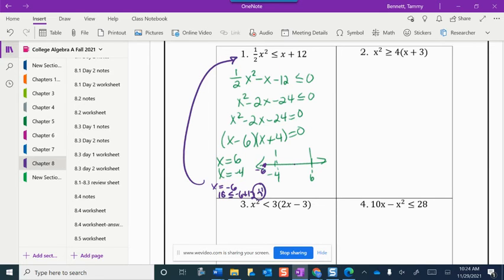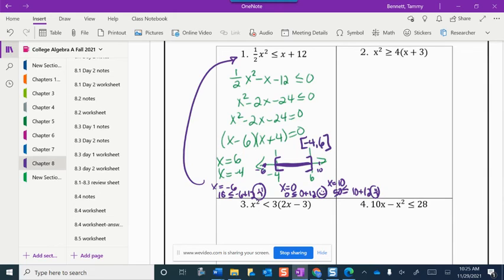So let's choose a number in the middle here. Let's say 0. So when x equals 0, I have 0 on this side, less than or equal to 0 plus 12. Is that true? 0 less than 12, yep. And then let's choose a number up here. Let's say 10. 10 squared is 100. 1/2 of 100 would be 50. So is 50 less than or equal to 10 plus 12? The answer is no. So I can see it's correct from -4 to 6. So my solution set would be bracket -4 to 6, and bracket because it says equal to.